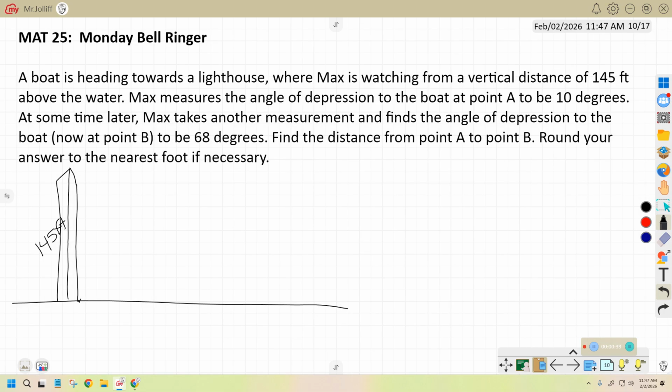And they tell us that, when the boat is at point A, and he looks down at the boat, this angle here, the angle of depression, is 10 degrees, which means the angle down here is also 10 degrees. Because remember, for an angle of depression, he looks out from wherever he's standing above the ground and has to tilt his head down that many degrees to see the landmark on the ground.